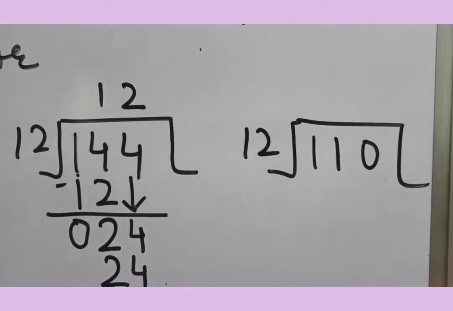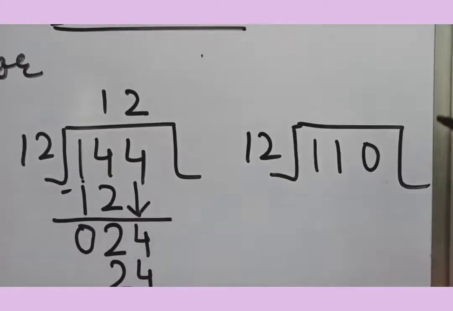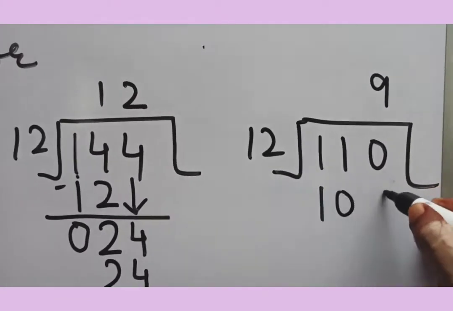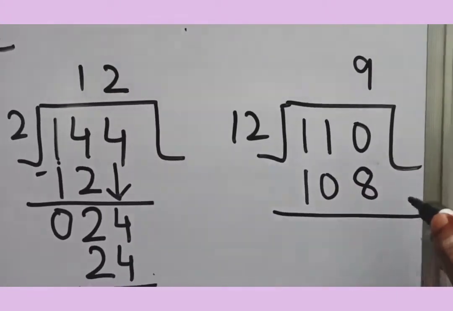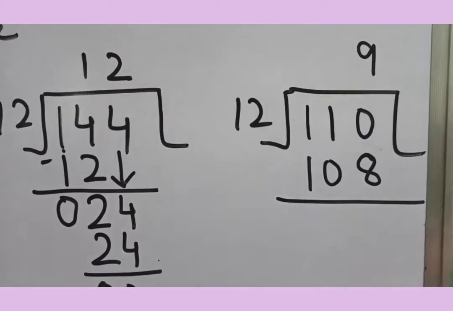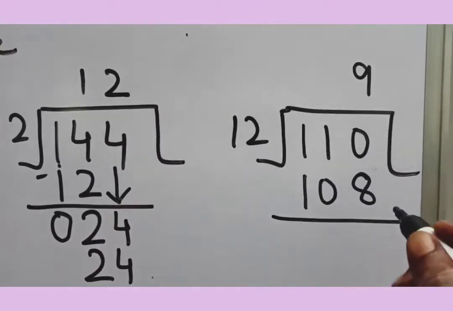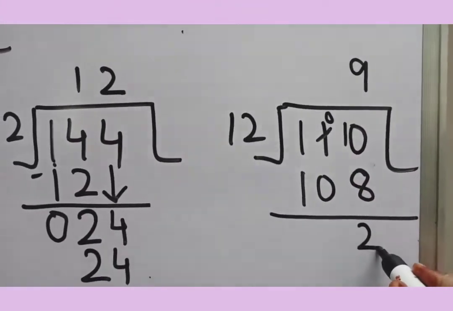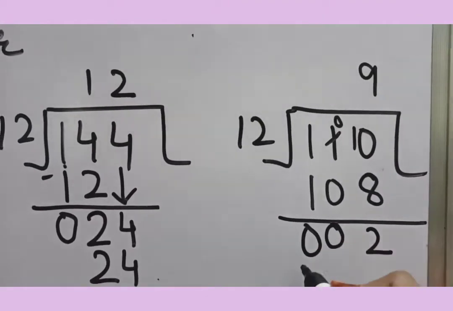If you read the table, no, it will not come. It will be at 12 nines. 108 will be the nearest and smallest number to 110. So again the same thing, you are going to borrow, and you will finally get the answer 2, 0 and 0.